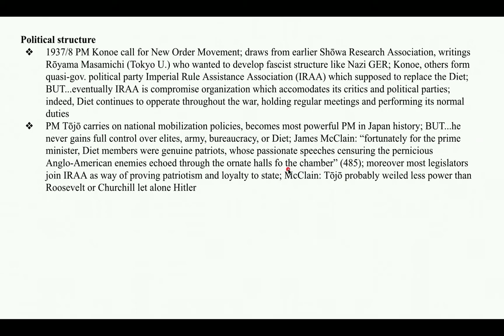So what he's saying here basically is, part of the reason why leaders like Tojo were successful in the first place was that their fundamental views for Japanese policy were shared by a lot of the rest of the elites and elite politicians as well. And moreover, most legislators joined the IRAA as a way of proving their patriotism and loyalty to the state. So McLean concluded that Tojo probably wielded less power than Roosevelt or Churchill, let alone Hitler, which is something else kind of interesting to think about.